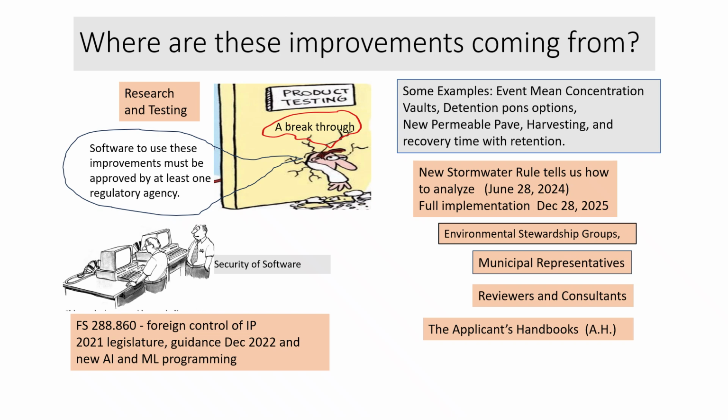State laws, such as FS 288.860, which addresses foreign control of intellectual property, along with guidance from the 2021 legislature and subsequent updates in December 2022, have been instrumental in safeguarding the validity and integrity of our technical information and software. Furthermore, environmental stewardship groups and municipal representatives, working in conjunction with the applicants' handbooks, contribute significantly to these ongoing improvements.